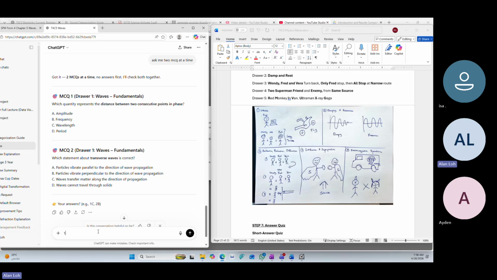What's the answer for number 1? Which quantity represents the distance between two consecutive points in phase? Which statement about transverse wave is correct?